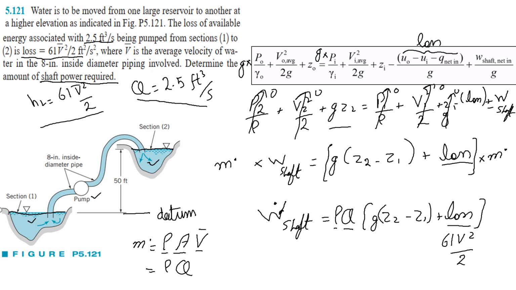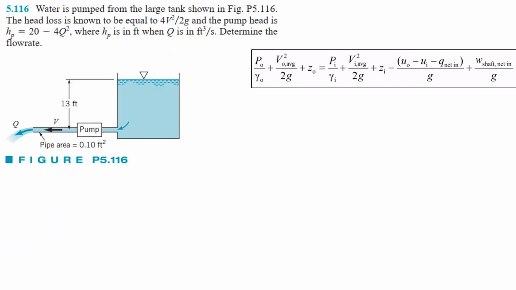So what we will get is our shaft power, that is W dot, and it will be in terms of horsepower. So this will be our shaft power that is required in this scenario to pump the water from the lower section, this section, to the higher section. So hopefully that was clear. Let's move on to the next problem.